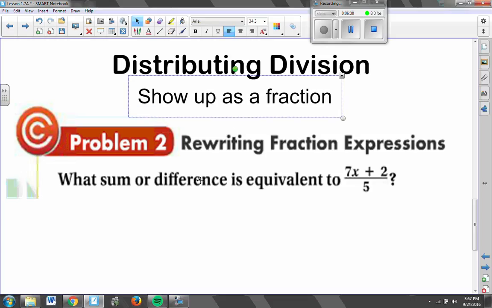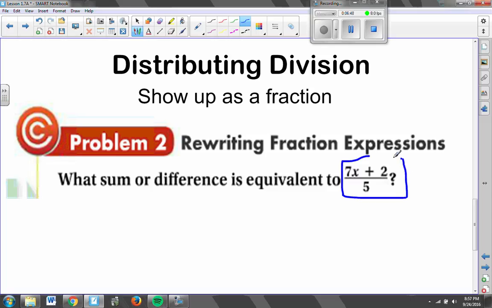So we'll have problems like this. They want us to write an equivalent expression for this crazy looking thing here. On the top of this fraction I have 7x plus 2, and on the bottom I have a 5. I'm actually going to distribute over this fraction bar.